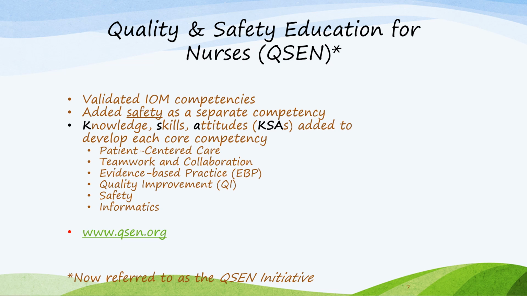The other big player in this is Quality and Safety Education for Nurses, or QSEN. So those are validated Institute of Medicine competencies, and they added safety big time as a separate competency. So they were KSAs: knowledge, skills, attitudes. And these may look pretty familiar to you from your CCRI core pillars. So patient-centered care, teamwork and collaboration, evidence-based practice, quality improvement, safety, and informatics. You can look these up on QSEN.org, and these are now called the QSEN Initiative.